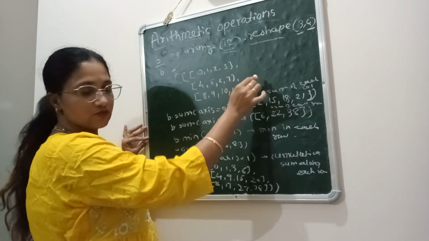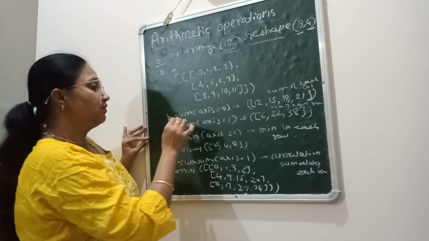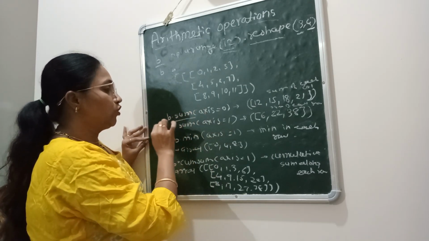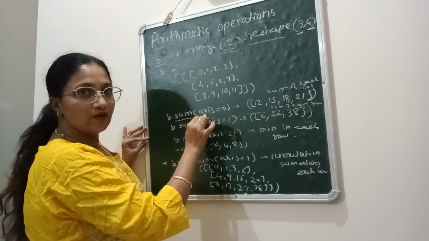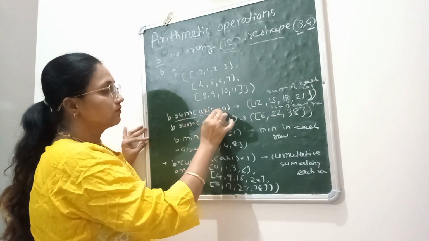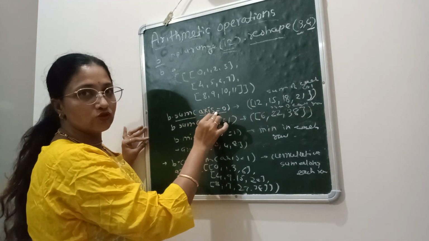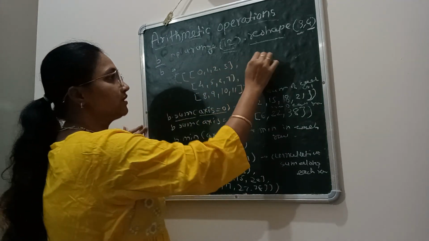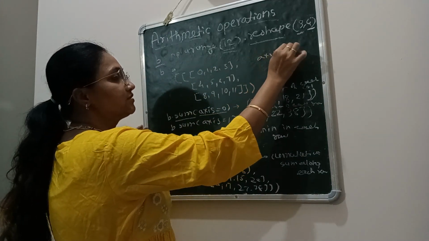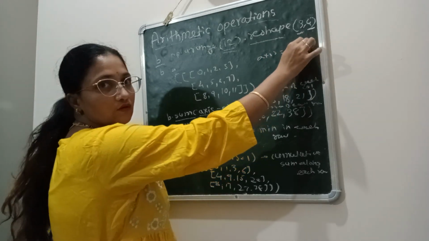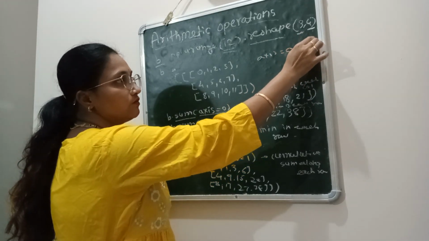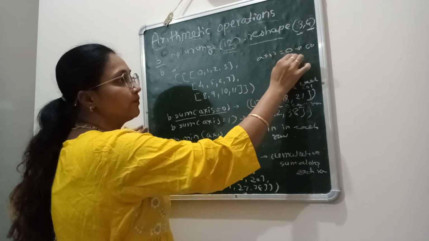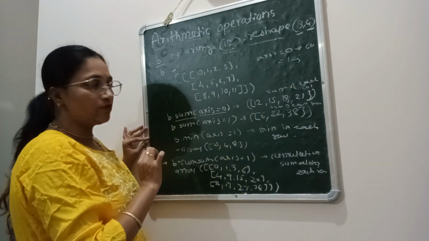So done with this. Next, we're calling a function sum, and here we're writing axis equals 0. So every matrix has 2 axes. Okay, what is axis 0? Axis 0 is the columns of the matrix, and axis 1 will indicate the rows of the matrix.